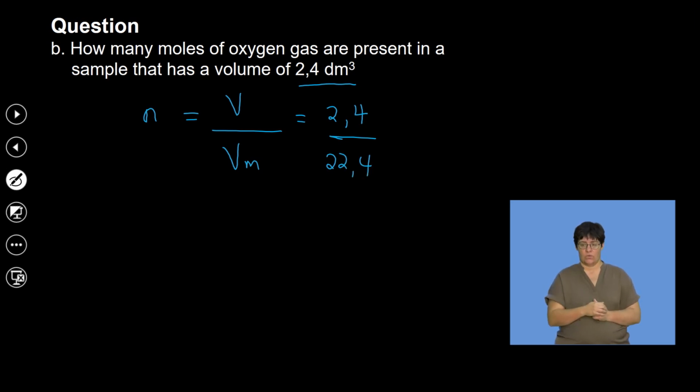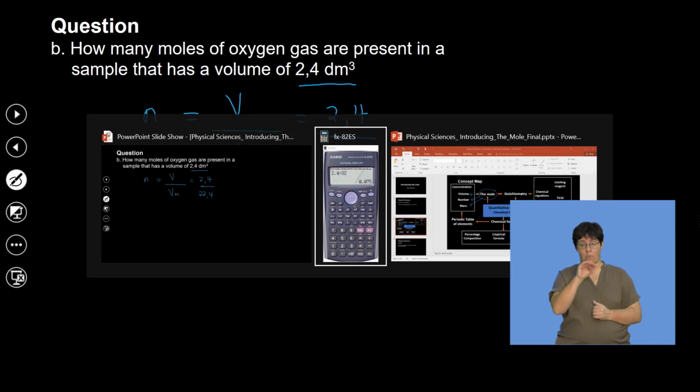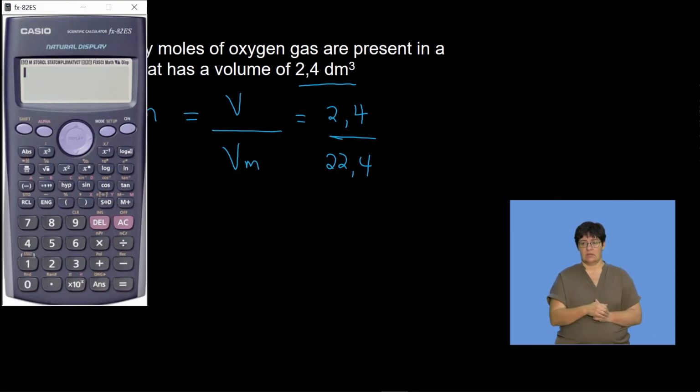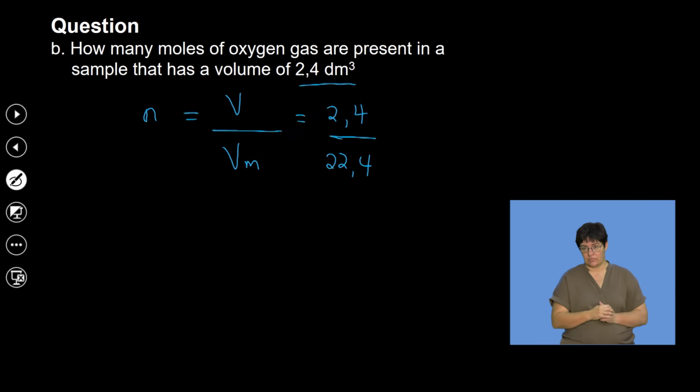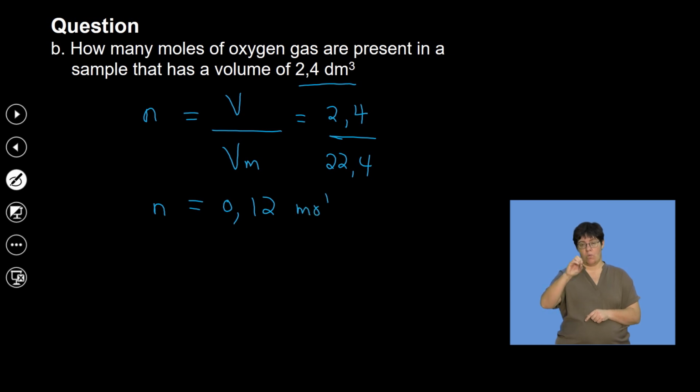So we are looking for the moles that are present. This works out to 2,4 divided by 22,4. So this gives us that number of moles, which is 0,12. So this equals 0,12. So N, which is the moles, is 0,12 mole. So this is the amount of moles that are present in that sample.